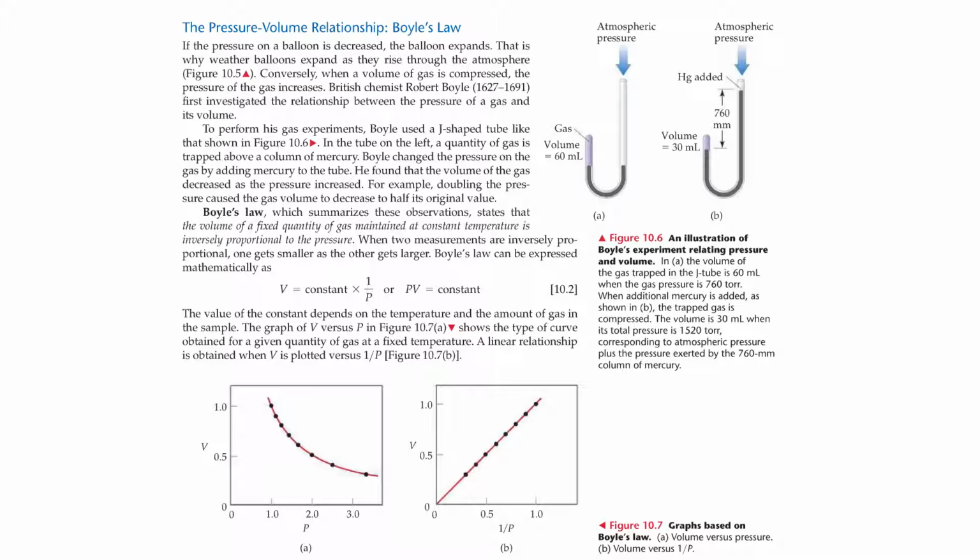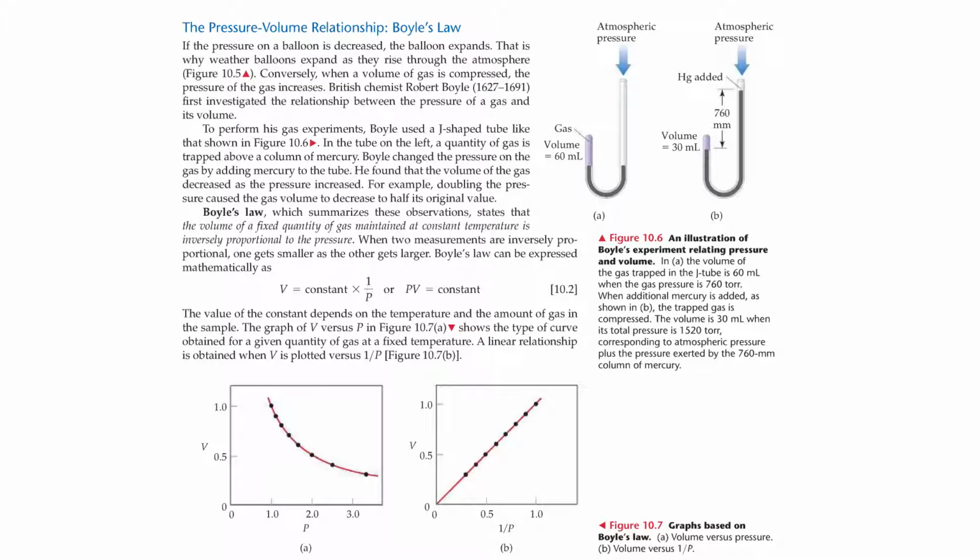The pressure-volume relationship, Boyle's law. If the pressure on a balloon is decreased, the balloon expands. That's why weather balloons expand when they rise in the atmosphere. Conversely, when a volume of gas is compressed, the pressure of the gas increases. British chemist Robert Boyle first investigated the relationship between the pressure of a gas and its volume.